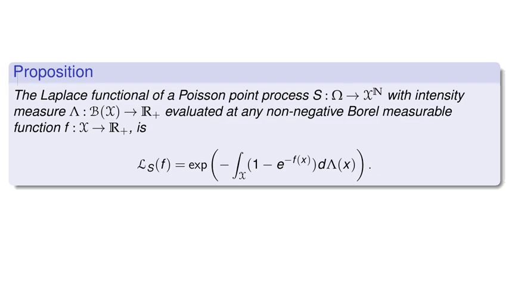Now, a proposition regarding the Laplace functional of a Poisson point process. The Laplace functional of a Poisson point process S, mapping from Omega to script X raised to N with an intensity measure lambda mapping from script B of script X to R+, when evaluated at any non-negative Borel measurable function f mapping from script X to R+, is given by script L sub S of f equals e to the power of minus the integral over script X of 1 minus e to the power minus f of x, d lambda of x.